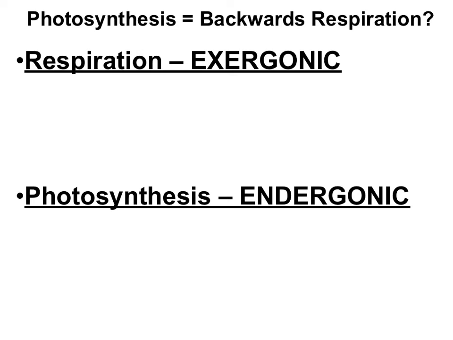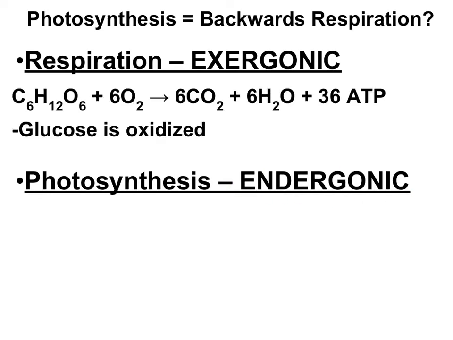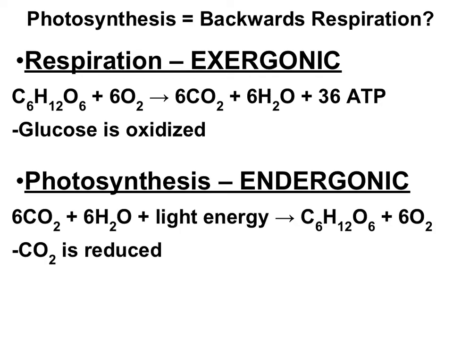respiration. Cell respiration is the breaking down of glucose, so that's a net exergonic reaction. Photosynthesis, however, is the building of glucose, which makes photosynthesis a net endergonic reaction. Here's the overall equation for aerobic cellular respiration. Glucose reacts with oxygen to give 6 carbon dioxides, 6 waters, and 36 ATPs.